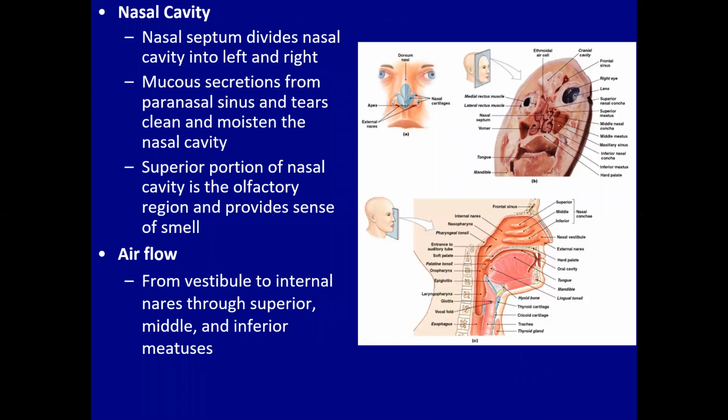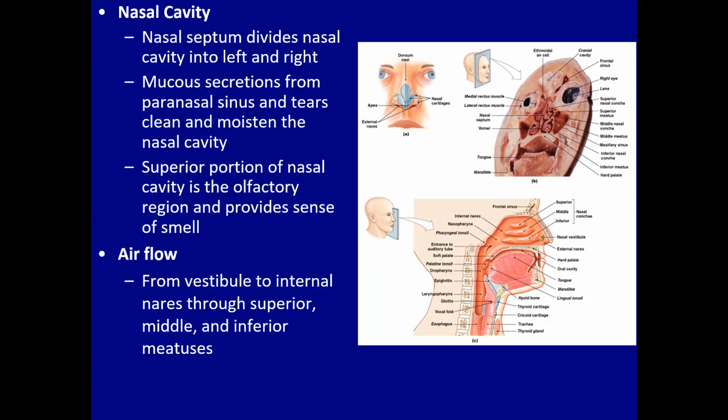The nasal cavity itself is divided into the right and left sides by the cartilaginous nasal septum. There are mucus secretions that come from both the paranasal sinuses, and we have tears that are going to clean and moisten that nasal cavity. The superior portion of the nasal cavity is called the olfactory region, and this is where you have your sense of smell.